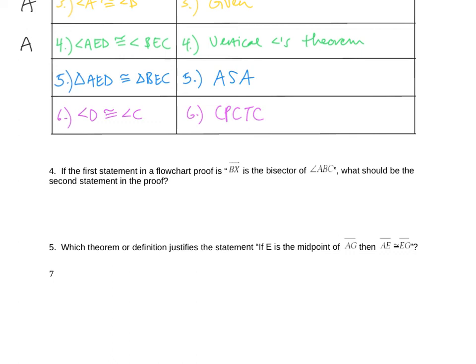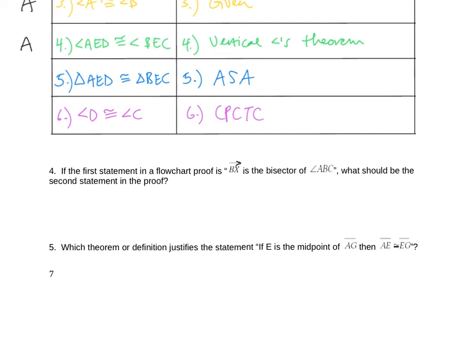So let's look at number 4. It says, if the first statement in a flowchart proof is BX, and that is a ray. If you can't see that tiny little arrow on the end, that is a ray. So BX is the bisector of angle ABC. It then says, what should be the second statement in the proof?